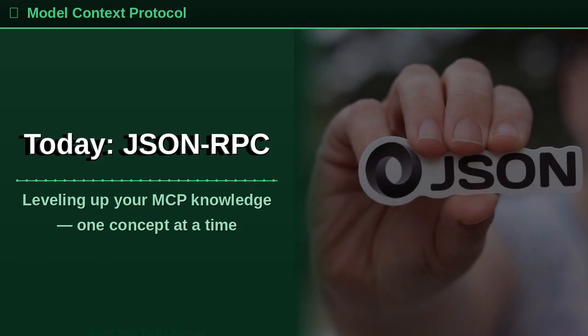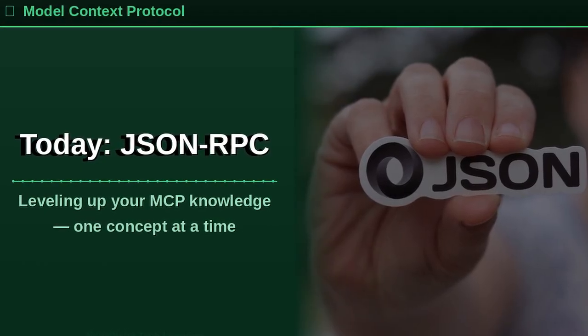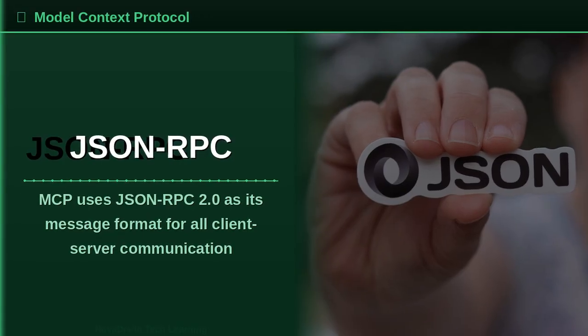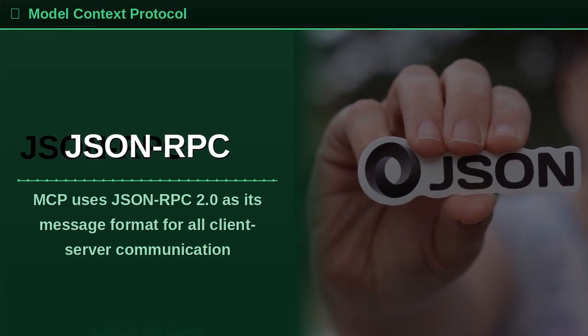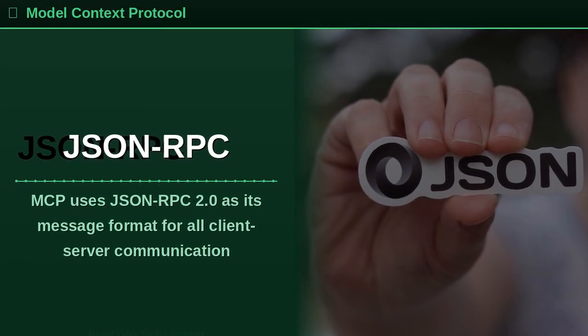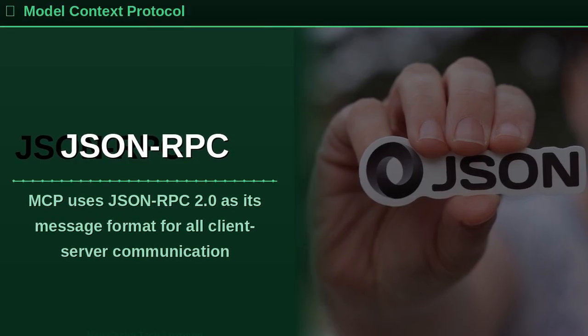Today we are breaking down JSON-RPC. It's an important idea in MCP. So, what is JSON-RPC? MCP uses JSON-RPC 2.0 as its message format for all client-server communication. It's one of the core ideas in MCP.